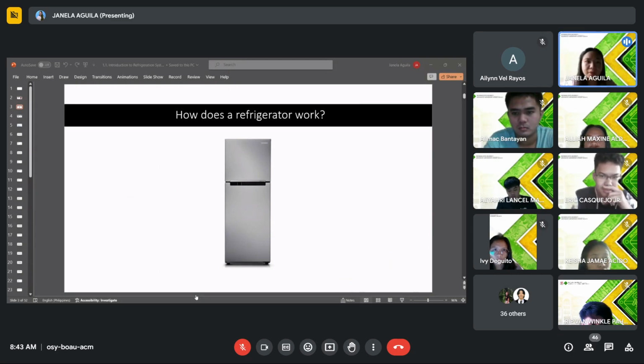Okay, so good morning po. Now, let me discuss to you how a refrigerator works. So, we all know that the refrigerator is one of the functional appliances that we have in our home. And the fundamental reason why we use it is to preserve our food. So, how does the refrigerator preserve our foods and drinks?